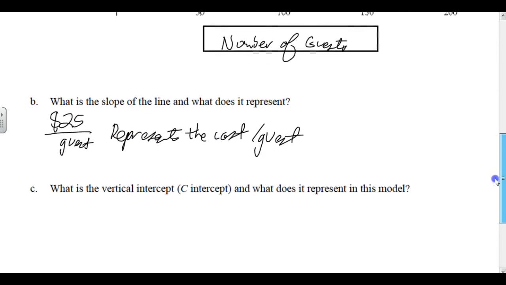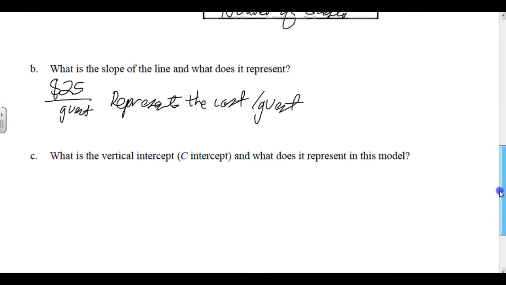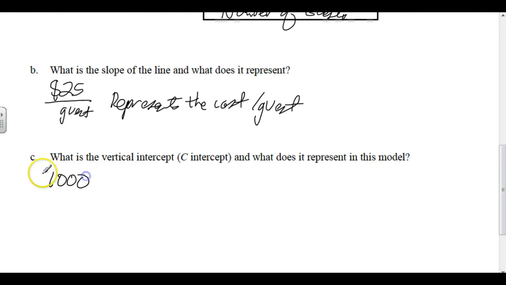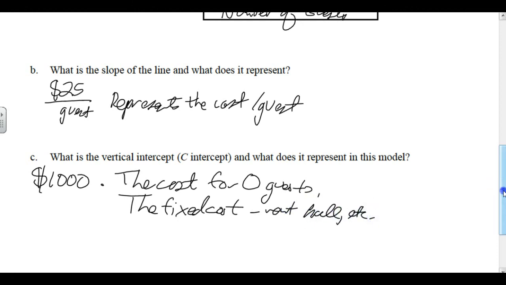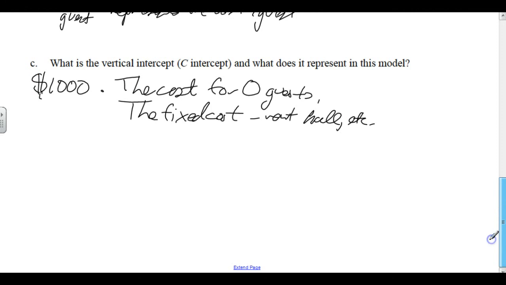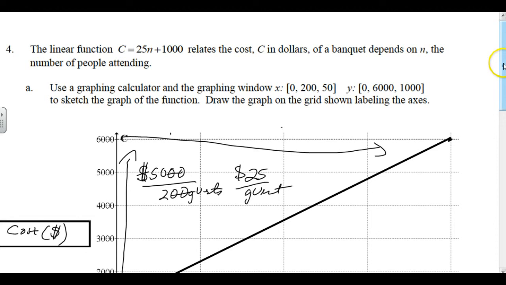What is the vertical intercept, the c-intercept? So it's 1,000. And what does it represent in this model? So 1,000 what? $1,000. And it's the cost for 0 guests. So it's the fixed cost, you know, renting the hall, etc. So nobody shows up, it's just the cost of renting the hall. And that's all we're asked to do here. So we're done with this.